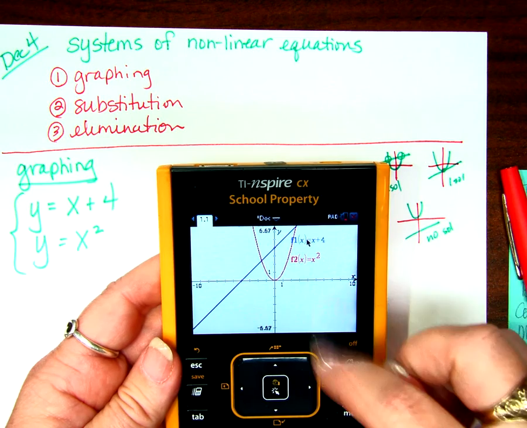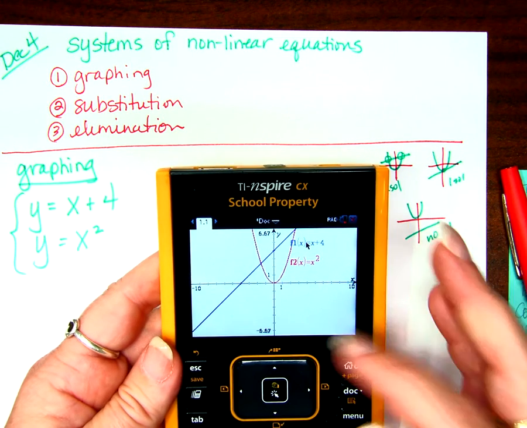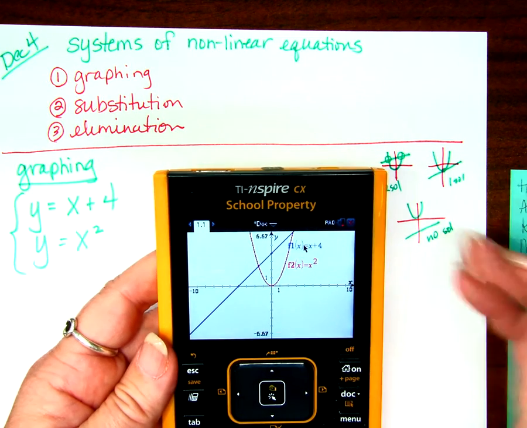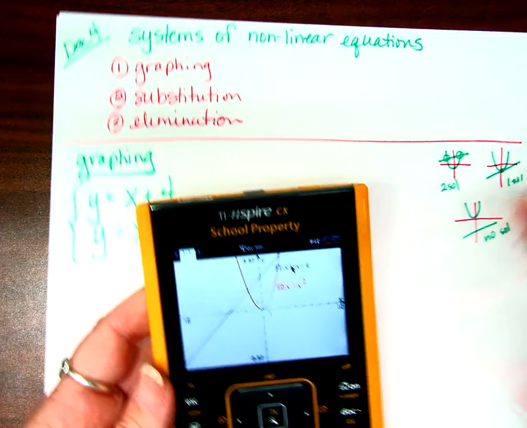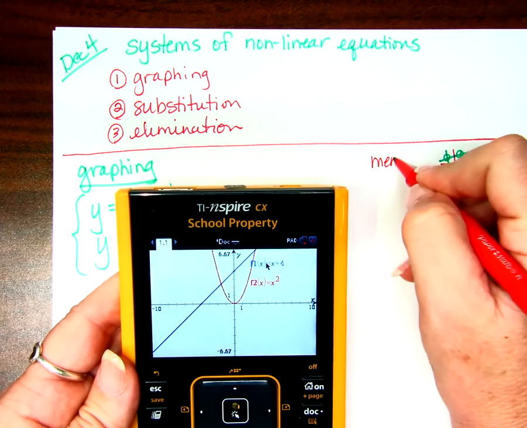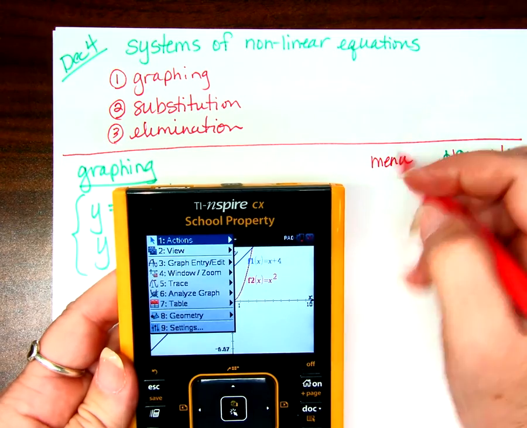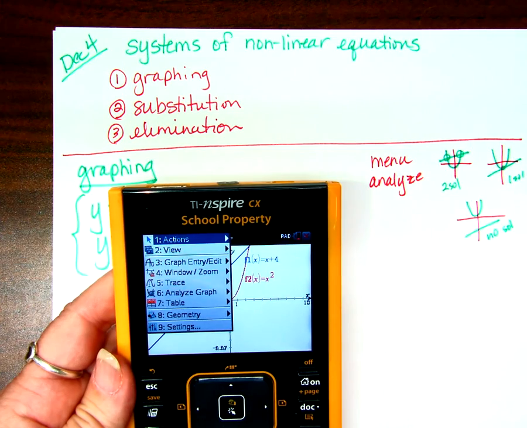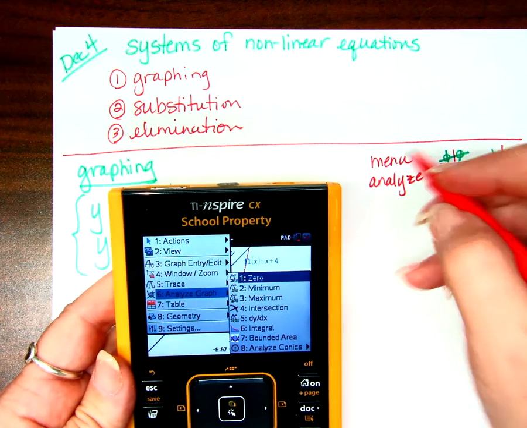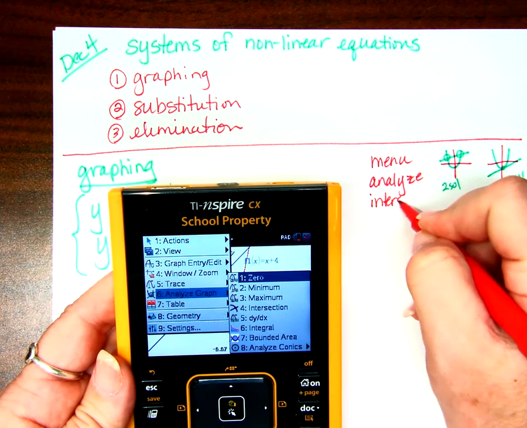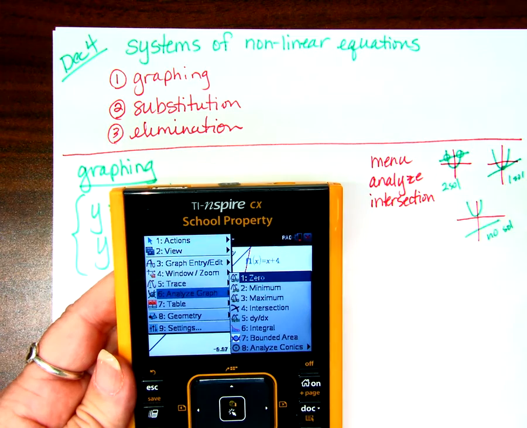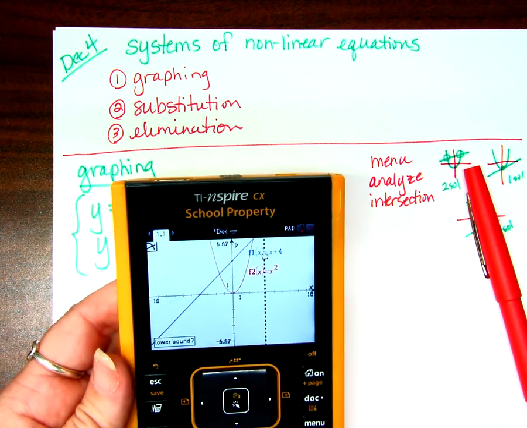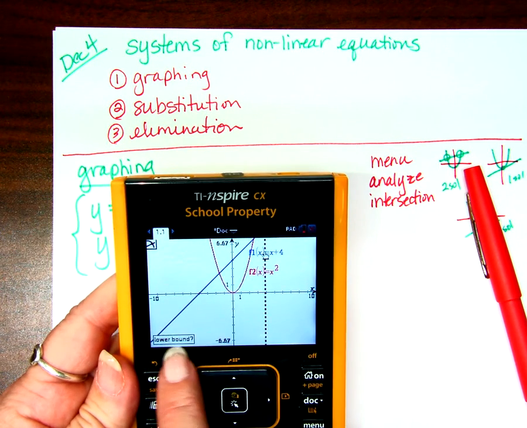2. So how many different times am I going to have to do what I need to do in the calculator? Twice, right? What are the steps that I take to do this in the calculator? Menu. Analyze. Intersection. And then that's the answer? No. Now it's asking for lower bound and upper bound.